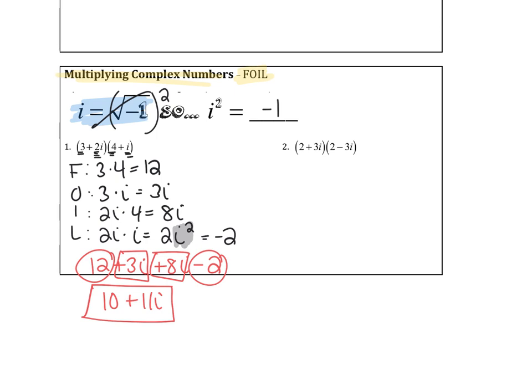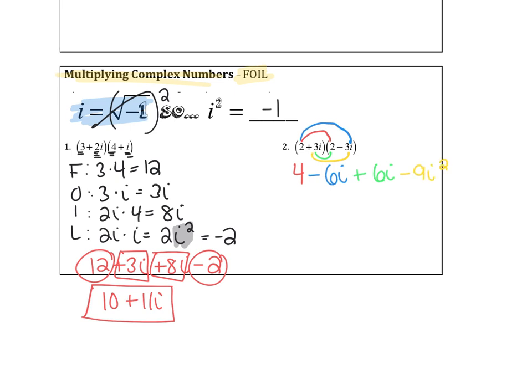And that's doing the foiling. Okay, so let's try the next one. If I FOIL without having to write them out, I'll use colors this time to show you the FOIL. So first terms, we've got 2 times 2, which is 4. Outer terms, we've got 2 times -3I, which is -6I. Inner terms, we've got 3I times 2, which is +6I. And last terms, we have 3I times -3I, which is -9I squared.